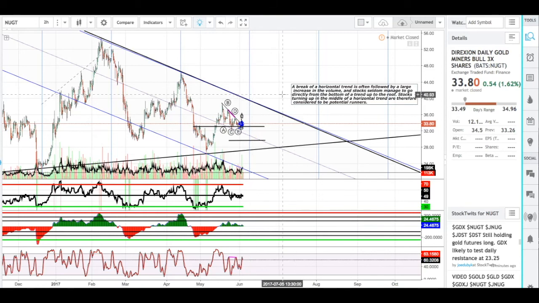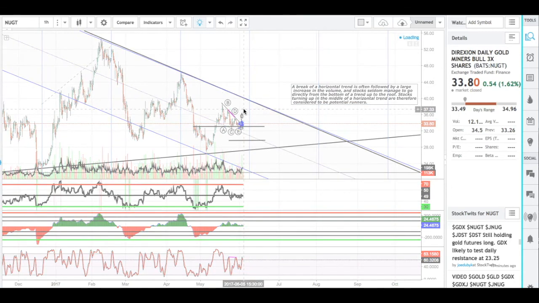A break of a horizontal trend is often followed by a large increase in volume, and stocks seldom manage to go directly from the bottom of a trend up to the roof. Stocks turning up in the middle of the horizontal trend are therefore considered to be potential runners. So let's go ahead and look at the technicals.